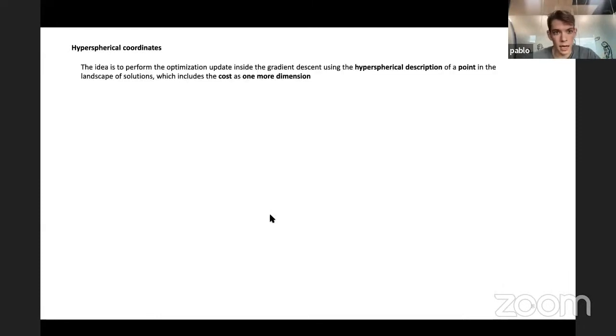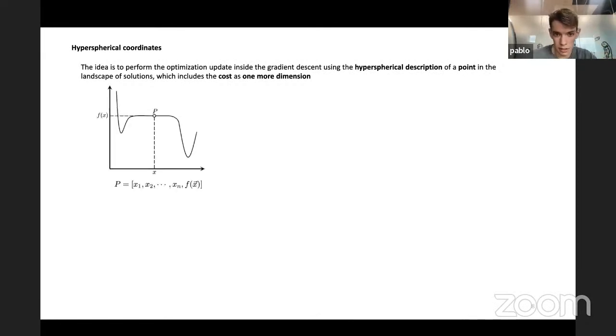First of all, the hyperspherical coordinates. As I was saying, this method relies on describing the position of our point in our landscape of solutions using hyperspherical coordinates instead of Cartesian coordinates. The reason why is that if we have this picture in mind, imagine that we have just one independent variable so that you can match the drawing with the equations.